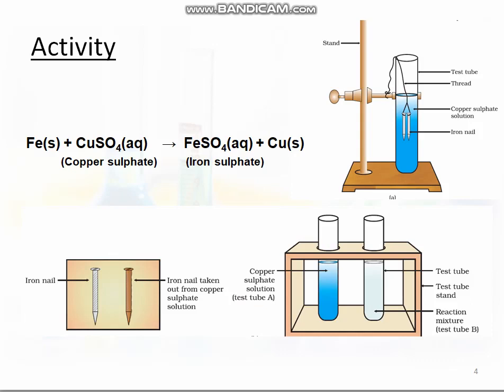In order to perform this activity, we need 2 iron nails and 2 test tubes containing copper sulfate solution. Before we start our experiment, ensure that both the iron nails are clean, and we have to mark the 2 test tubes as test tube A and test tube B for our convenience.